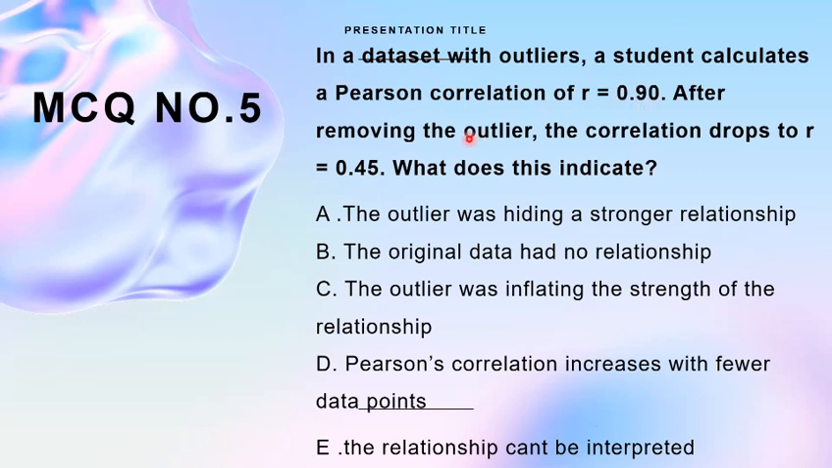So MCQ number 5: in a data set with outliers, the student calculates a Pearson correlation of R equal to 0.90. After removing the outlier, the correlation drops to R equal to 0.45. What does this indicate? The outlier was hiding a strong relationship.